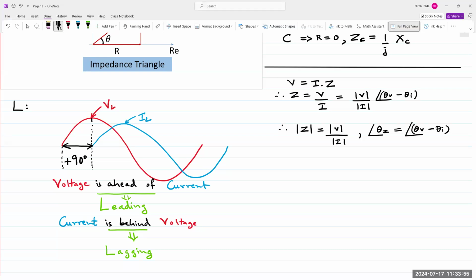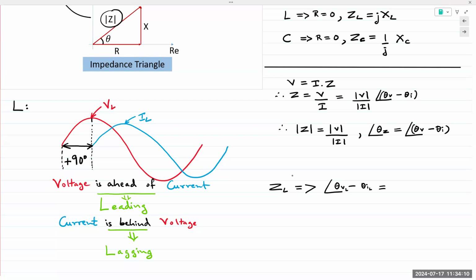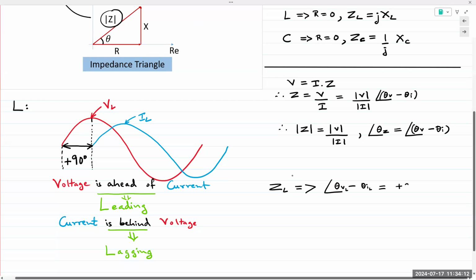So when you perform ZL, it would be theta V minus theta I, or theta VL minus theta IL, and that would turn out to be plus 90 always, because the voltage for an inductor is always ahead of its current by 90 degrees. So it'll always be a phase difference of plus 90.